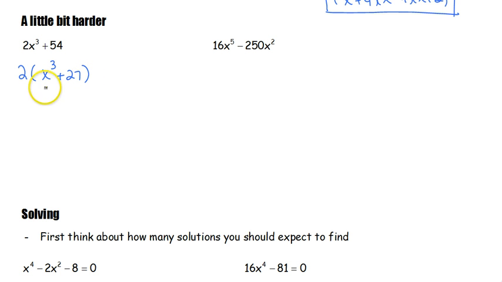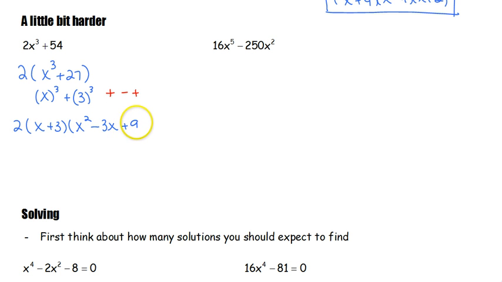Now we think to ourselves, well, this would be x being cubed, so x is our a value. What number cubed gives us 27? Well, 3 cubed is 27. So we've got our sum of cubes pattern, which is your plus, minus, plus. Don't lose that GCF of a 2 out front. A plus b, which is x plus 3, your a squared minus ab plus b squared. We double check, none of our pieces can be factored any further.